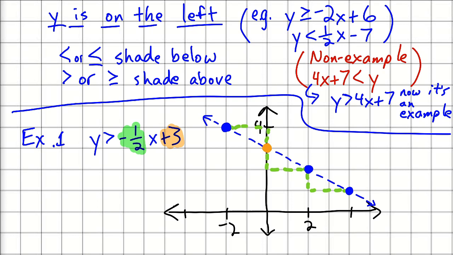That's good times. So there's my dotted line because it's just a greater than, not greater than or equal to. And because my y value is on the left, and this is a greater than symbol, then I shade above. All right, so that means that I'm going to shade above, which is up here.